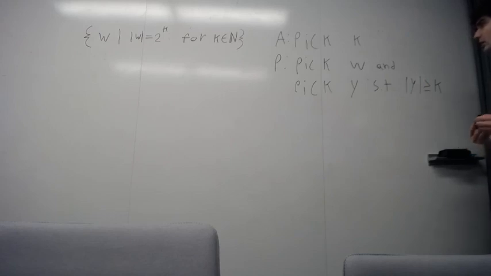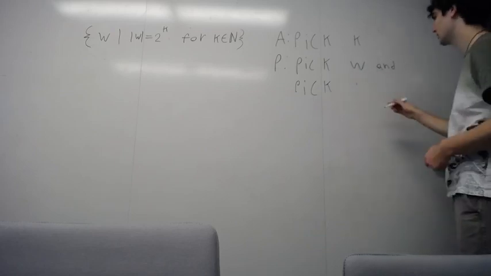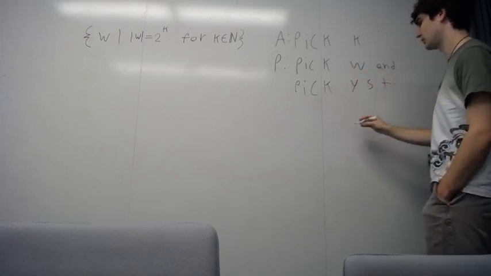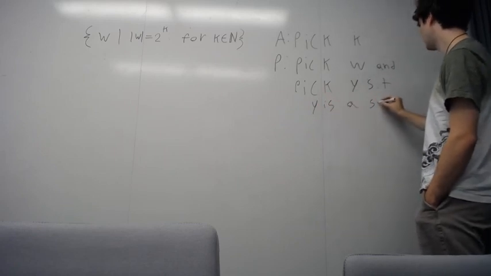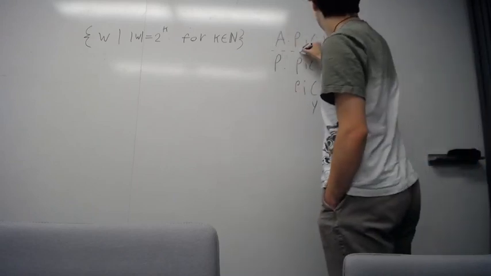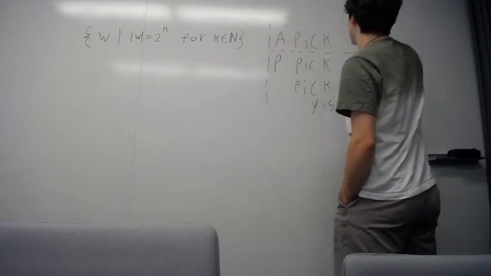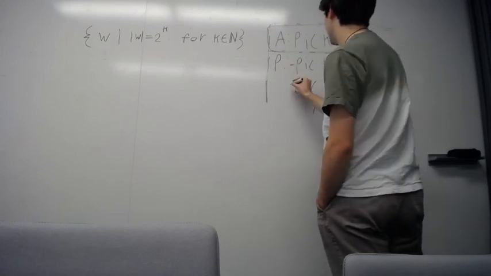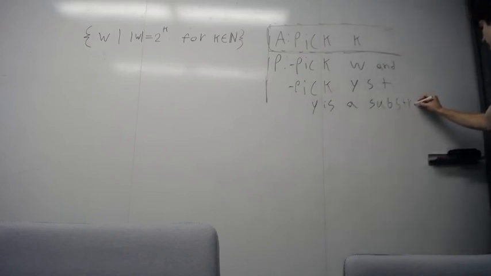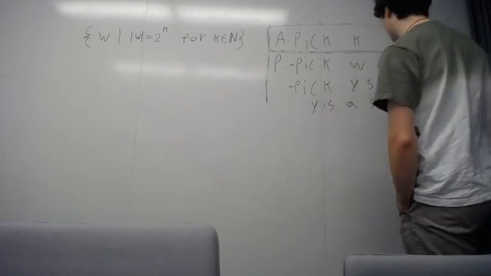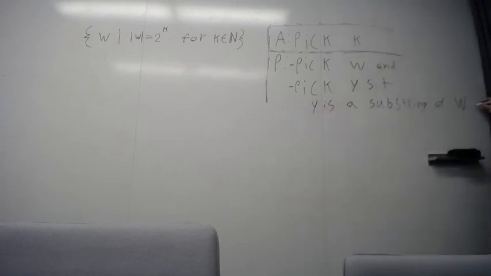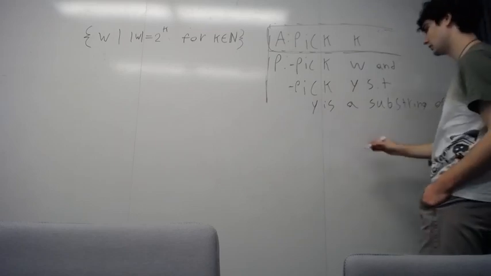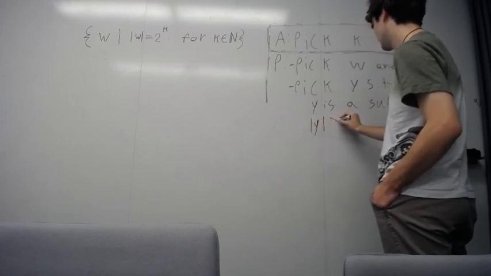These are two different words, or are they? This is a string. Here's what I should say: pick such that two things hold. Let me put a separation between your steps and their steps. Okay, so this is one big step with various lines. And Y is a substring of W, and the length of Y is greater than or equal to K.